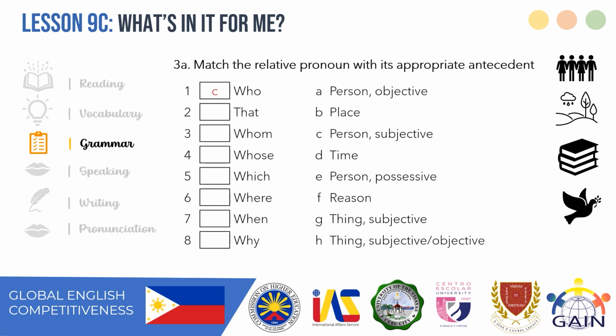Now for our activity, match the following relative pronouns with its appropriate antecedent. For example, in number 1, the relative pronoun who is used when we talk about a person and when that person takes the role of a subject. So the answer is letter C. Now pause the video and answer the rest of the items. Here are the correct answers.